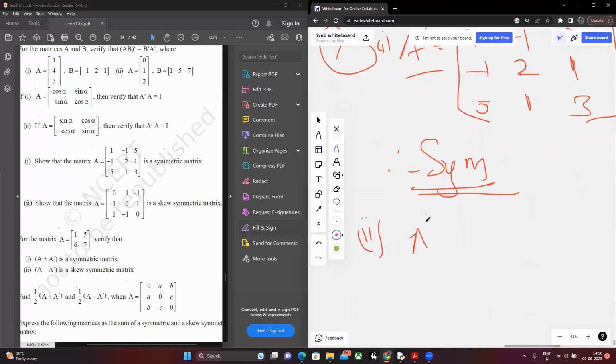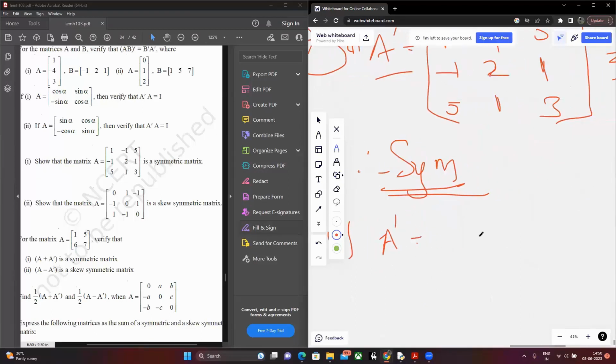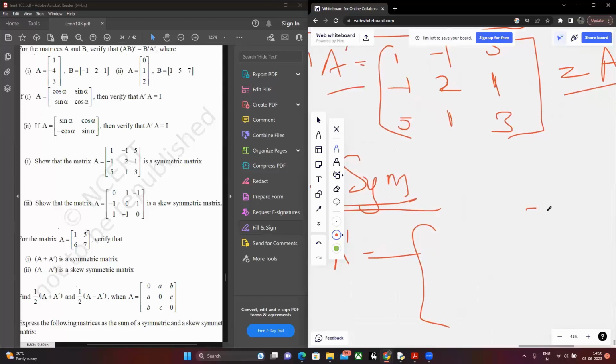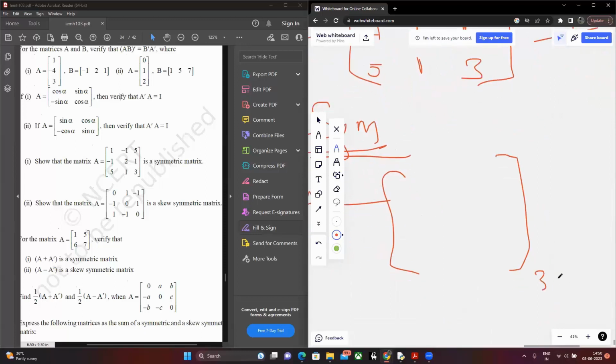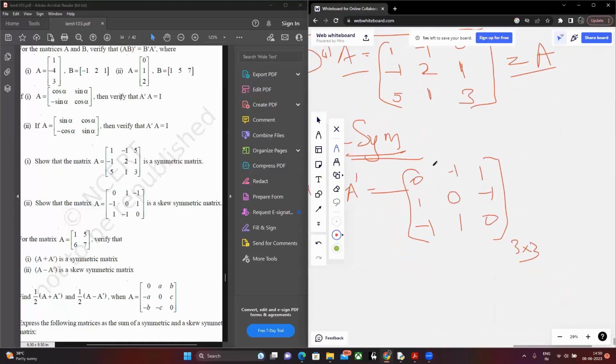Part 2 asks you to show that the matrix A is a skew symmetric matrix. Again, we have to deal with the A dash. Right, find the transpose. That is going to be 0, 1, minus 1. Then it's going to be minus 1, 0, 1. And then you have 1, minus 1, 0. That is going to be A dash.